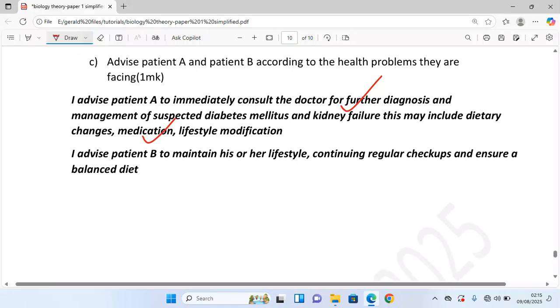I advise patient B to maintain his or her lifestyle, continuing regular checkups and ensure a balanced diet, because we have seen that for him, he had no problem. So we are just advising him to maintain his lifestyle. Yeah, so I think that is the end of this item, this paper.